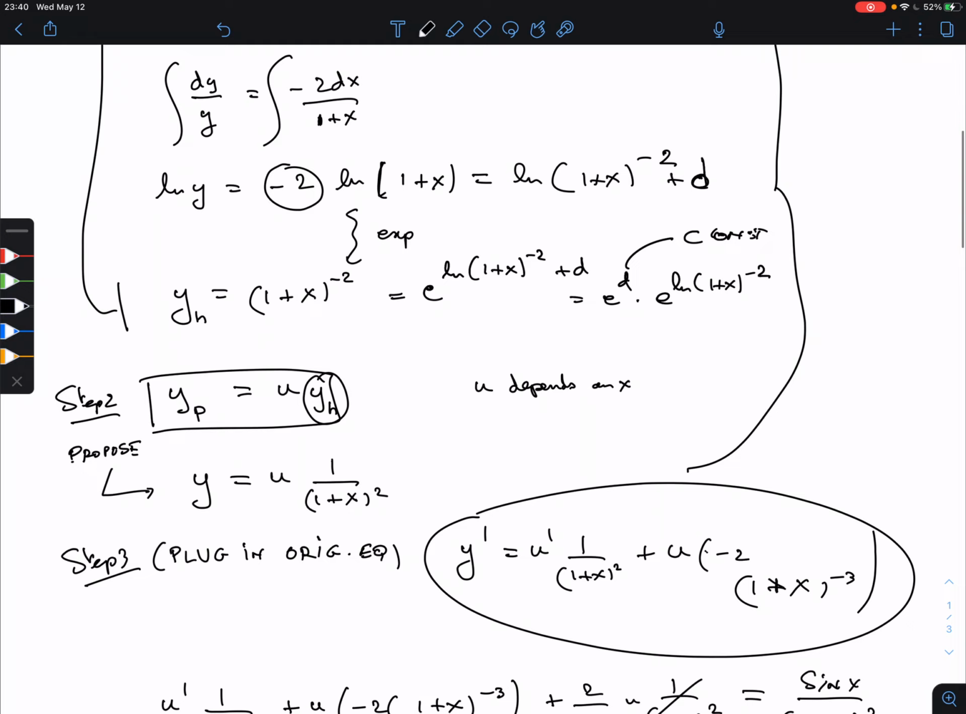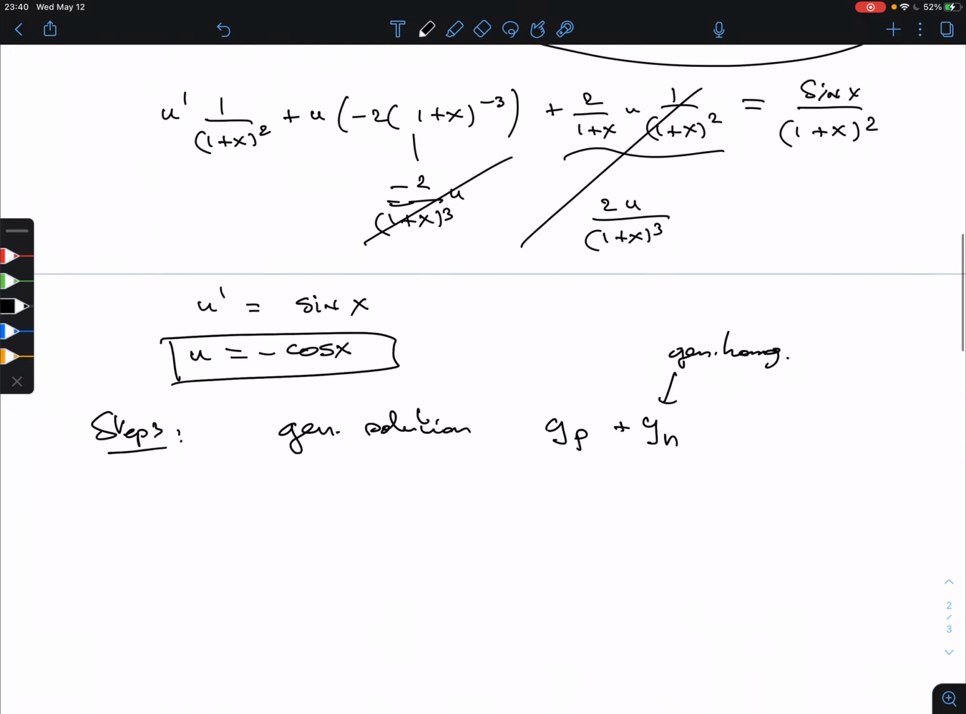Okay, so here we go. So this is this C. I'm rewriting my constant, and then these two cancel out. I would have 1 plus x to the power negative 2, if you want, C over 1 plus x squared.